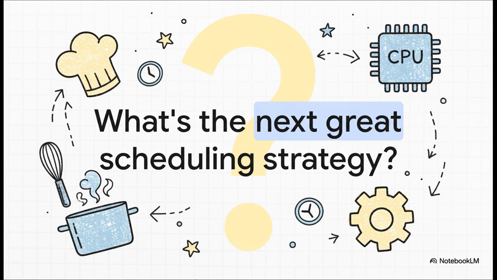And it kind of leaves us with a final thought to chew on. As our devices, from our phones to massive cloud servers, get more and more complex, what are the next great scheduling challenges going to be? And what clever new strategies will we invent to solve them?